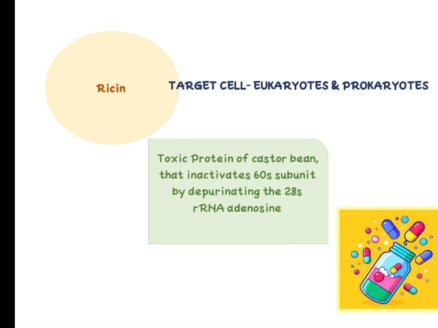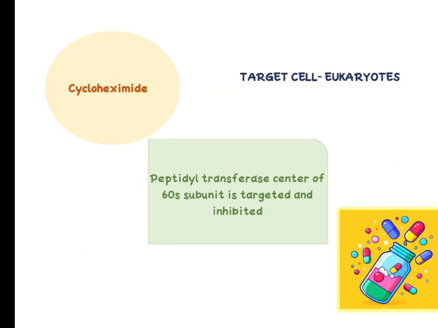Next is ricin. This is also a toxin. It comes from the castor bean, that is Ricinus communis. It inactivates the 60S subunit by depurination of the 28S rRNA adenosine. Next is cycloheximide. The target cell is eukaryotes. The peptidyl transferase center of the 60S subunit is targeted and inhibited.